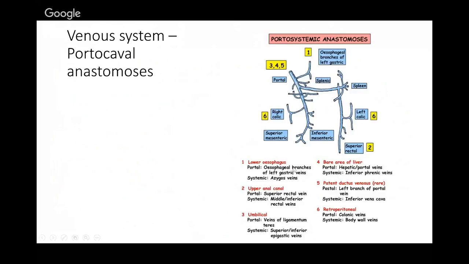When you have portal hypertension, you have increased pressure in this area, and you will have esophageal varices or potential hemorrhage. If it happens in the anal canal, then you have hemorrhoids. And in the umbilical region, you see enlarged veins there as well.